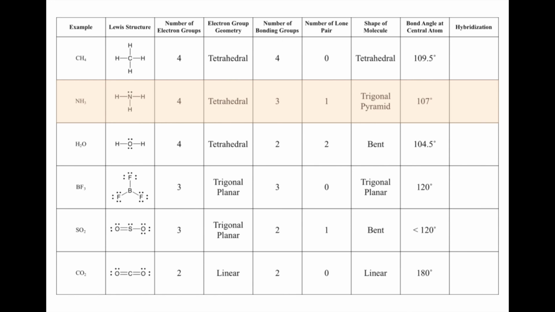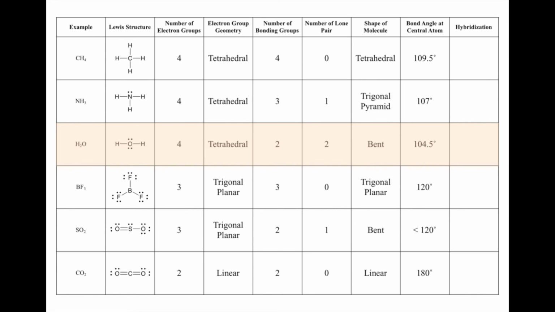In any case where I have three bonding groups and one lone pair, that gives rise to a trigonal pyramid shape of my molecule. In this structure, my bond angles are going to be 107 degrees. They're going to be a little bit smaller than the 109.5 degree bond angles that I saw in the tetrahedron. That's because my lone pair takes up more space and it's going to force my hydrogen-nitrogen-hydrogen bond angles to be a little bit smaller.